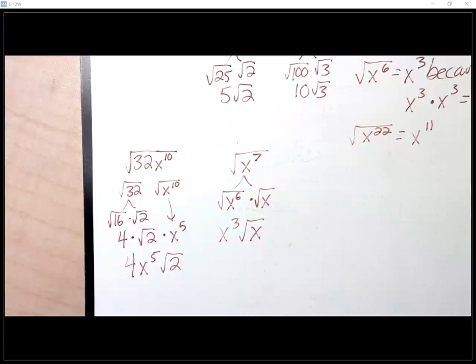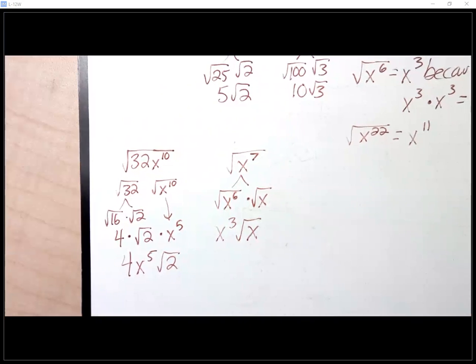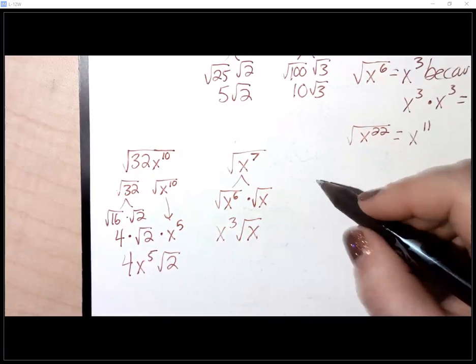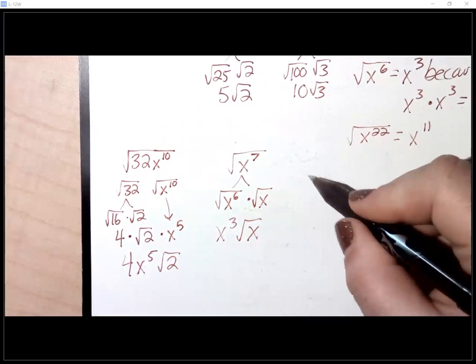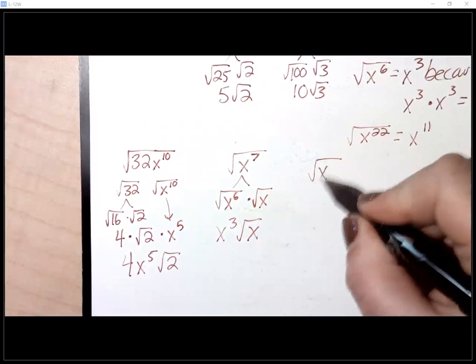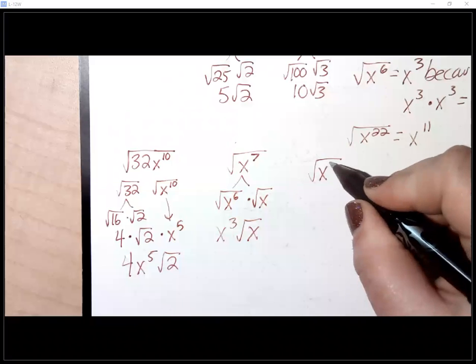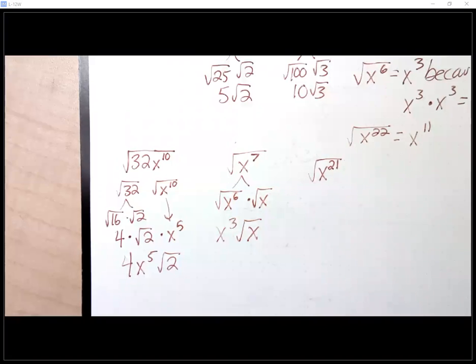Okay, let's mix them together now. Let's try numbers and variables. Actually, hold on. Let me give you one more to try. That's just a variable. How about x to the 21st? Simplify just that one for me.